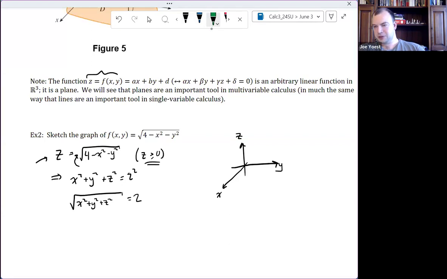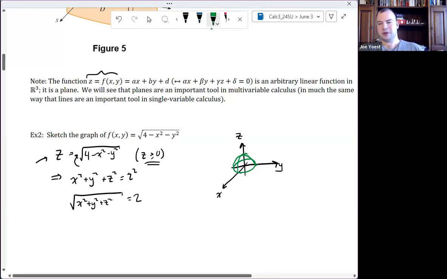And this is going to be of radius 2. So I'll start by drawing a circle of radius 2 in the xy plane, just looking at what happens when z is 0. When z is 0, x squared plus y squared equals 2 squared, a circle of radius 2 in the xy plane. And then I have this dome going up and over here and coming this way as well. So I just have my upper half sphere of radius 2.